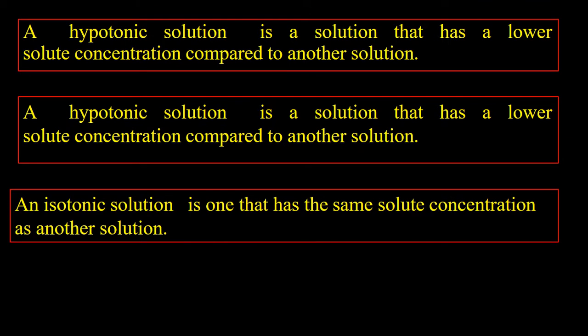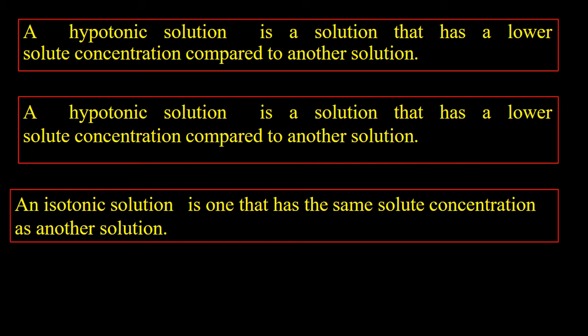When the osmotic pressure of the external solution is lower than that of the cell, the solution is said to be hypotonic to the cell. On the other hand, if the cell is surrounded by a solution whose solute concentration exceeds that of the cell, water flows out of the cell, which therefore shrinks. In this case, the external solution is said to be hypertonic to the cell.